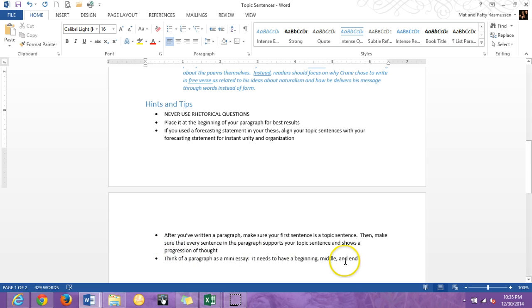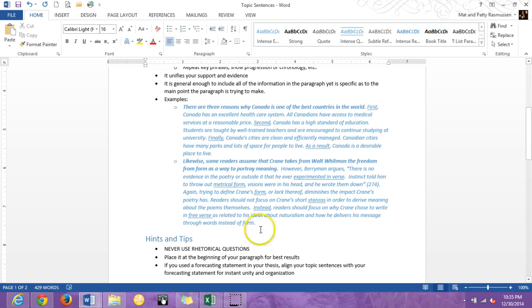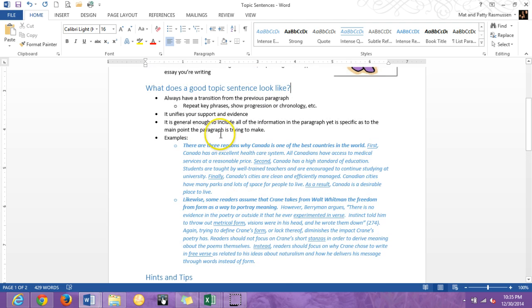Think of a paragraph as a mini essay. It needs to have a beginning, a middle, and an end. And your topic sentence is that beginning. So here's the beginning. Here are the 3 points mentioned within it. And then here is kind of the concluding statement. So not only do you need a topic sentence, you need some sort of conclusion that you make within your body paragraph. So this is like a mini essay.